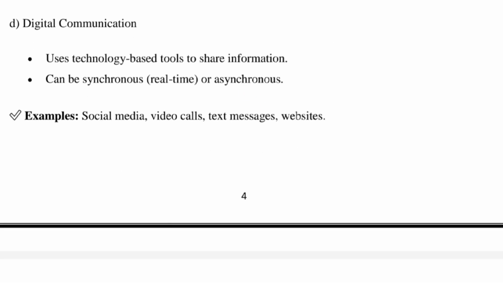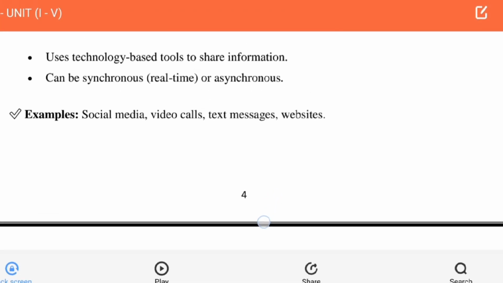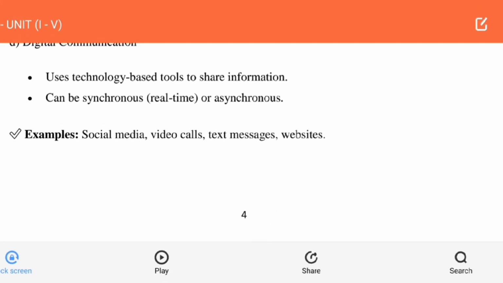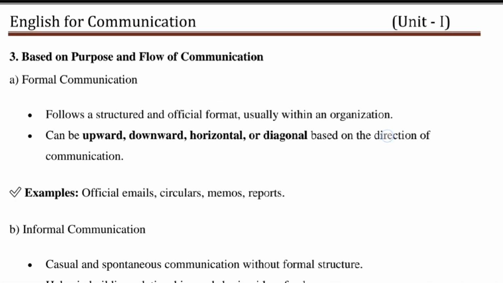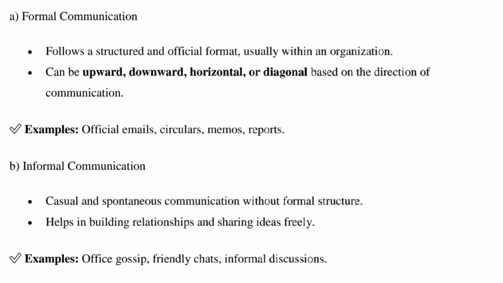Then finally, digital communication uses digital tools for sharing information, especially social media like WhatsApp, Instagram, and these kinds of social media. Then video calls, text messages, and websites. Then based on the purpose of flow of communication, formal and informal communication. Mostly formal communication is used in a particular organization. Here upward, downward, horizontal, and diagonal communications take place, especially official emails, circulars, memos, and reports.